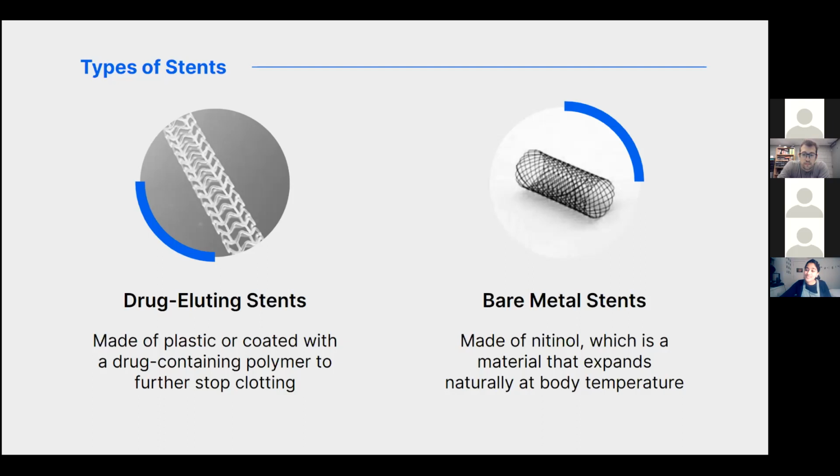The other type of stent is a bare metal stent. So this has nothing on it. This is just a wire mesh. Nowadays, they're made of a metal called nitinol, and it's a very special metal. It has the property that it expands naturally at body temperature.